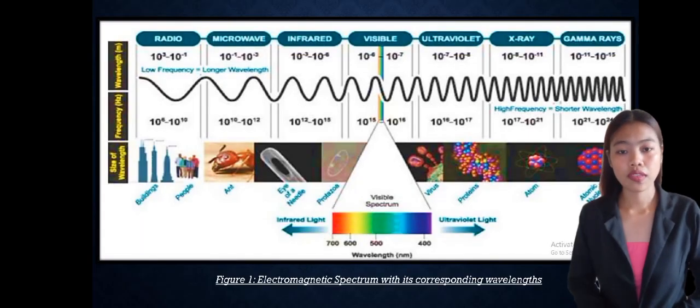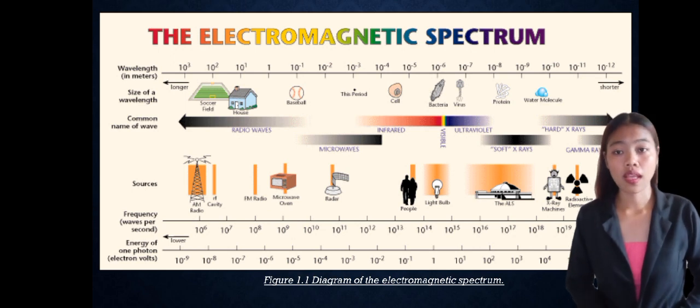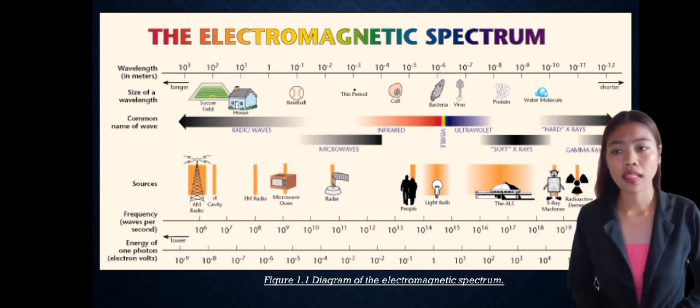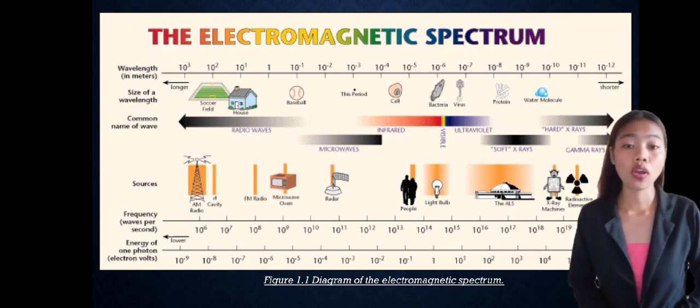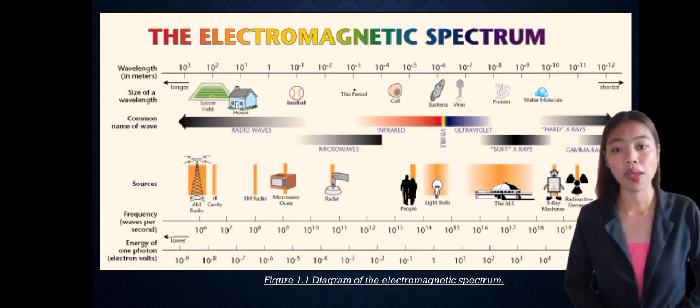So look at these two figures, figure 1 and figure 1.1, the diagram of the electromagnetic spectrum. This chart shows that the longer the wavelength, the lower the frequency, and the shorter the wavelength, the higher the frequency. Observe that on the left end of the spectrum are waves that have longer wavelengths and lower frequency than those on the right end of the spectrum.